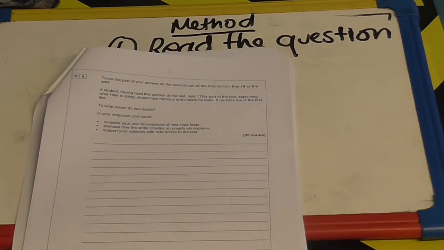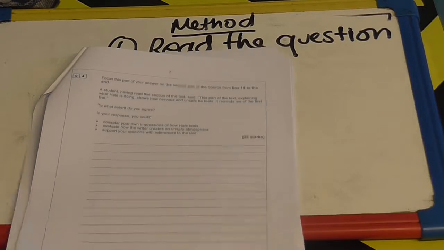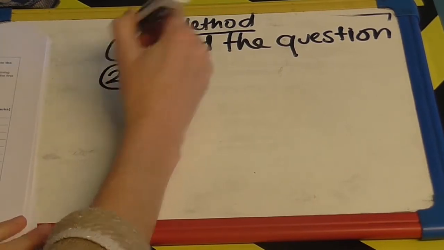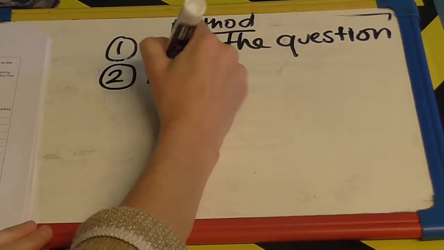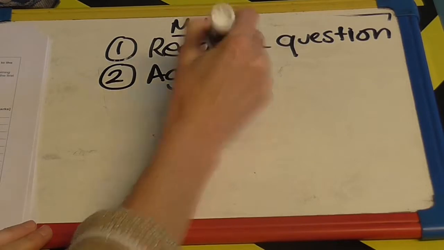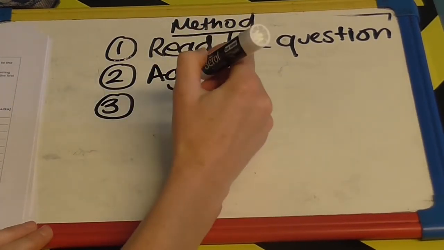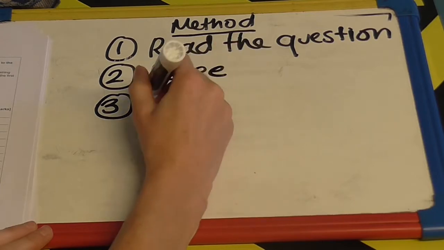Then it reads, to what extent do you agree? In your response, you could consider your own impressions of how Hale feels, evaluate how the writer created an unsafe atmosphere, and support your opinions with references to the text. So, to add to our method, once you've read the question, you then need to agree. Once you've agreed, you then need to come up with 3 reasons why you agree.